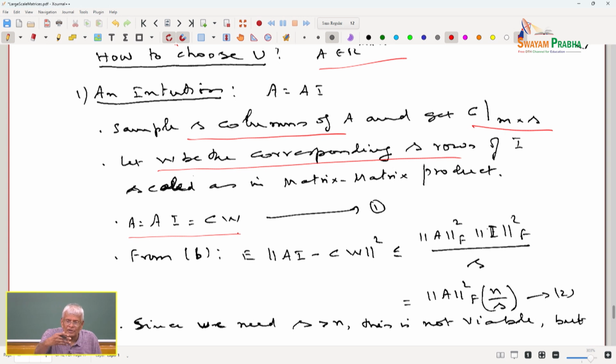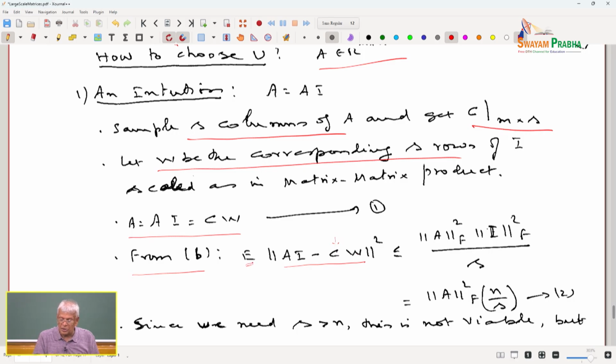Now, we can fall back on the result from matrix product approximation. From 6, where we have defined the bounds on the matrix product approximation, this is A times I, the product of A with I, which is simply A. CW is obtained by using the algorithm for matrix product, the square of the norm of that. Since C is picked under a random distribution, C is a random variable, W is also a random variable.